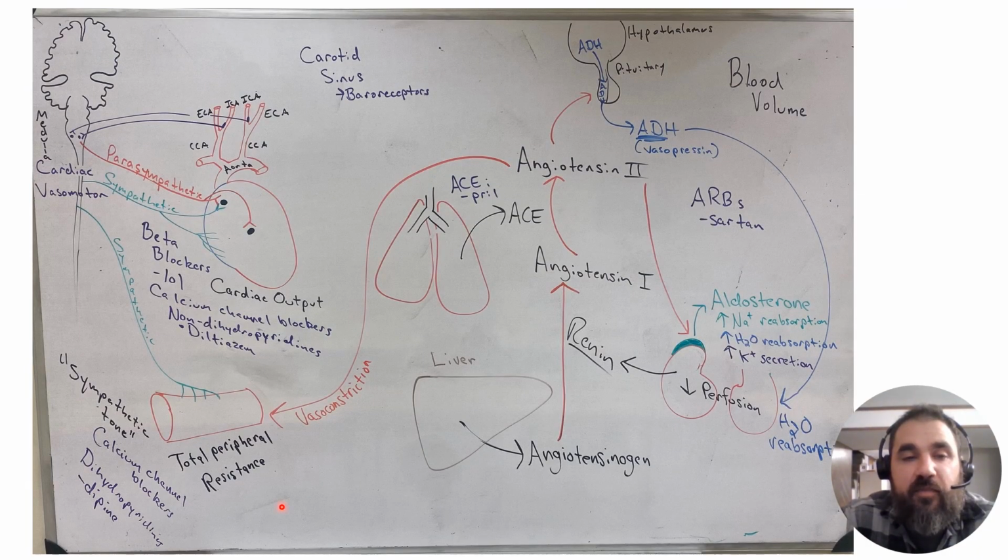This is showing the same thing here, but here we see aldosterone. So increased sodium reabsorption, increased water reabsorption, then increased potassium secretion. So we hold on to sodium and water, and we pee out more potassium. I listed some basic drugs here.